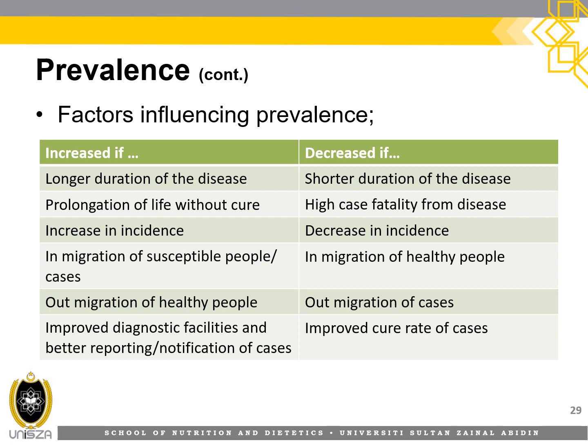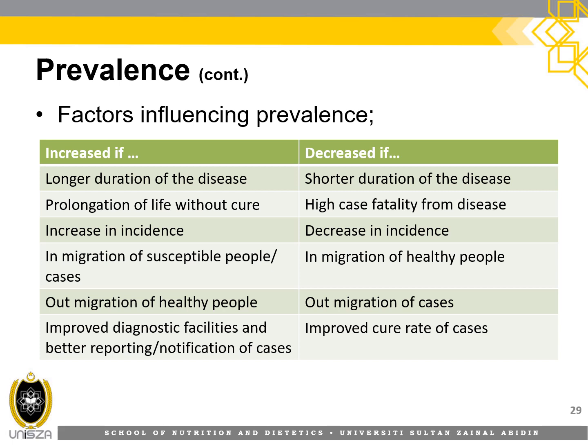So this table summarizes the factors influencing prevalence. Prevalence will be increased if there is a longer duration of the disease, prolongation of life without cure, increase in incidence, in-migration of susceptible people or cases, out-migration of healthy people, which is our denominator, and improved diagnostic facilities and better reporting or notification of cases.